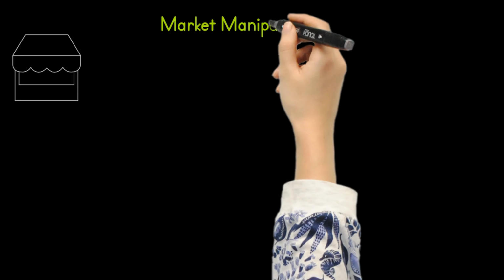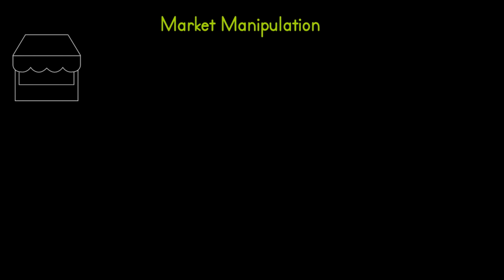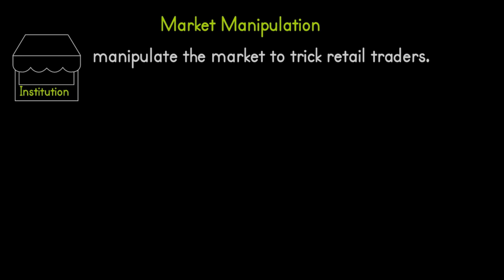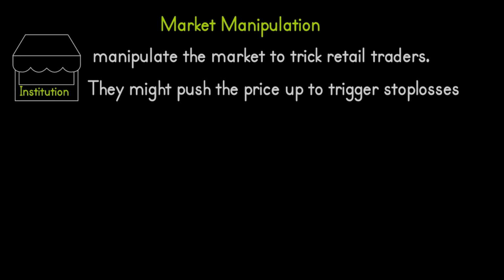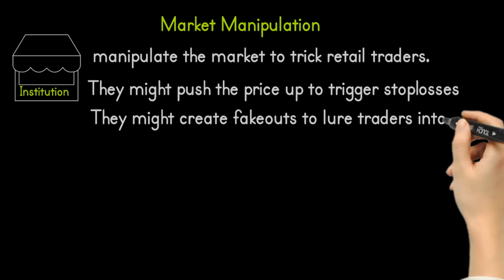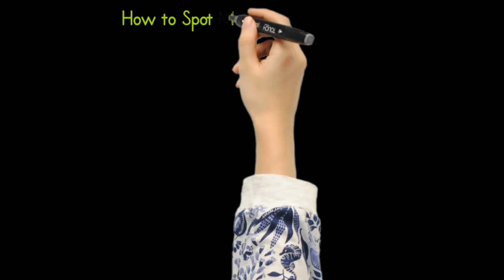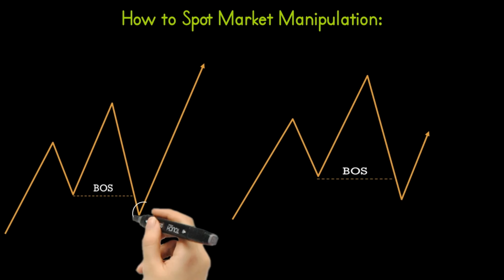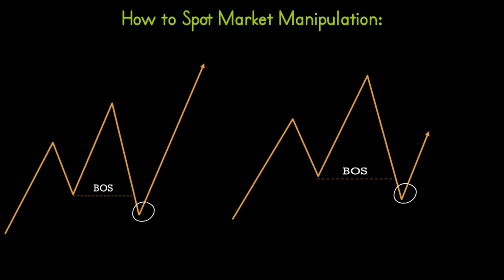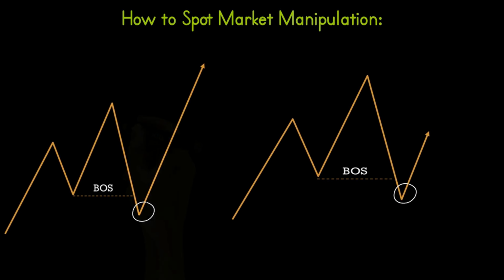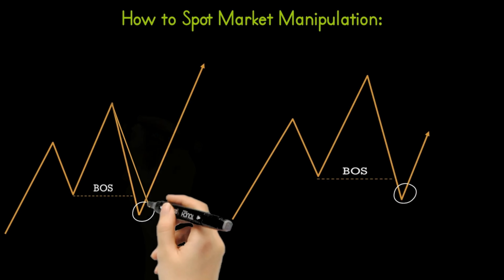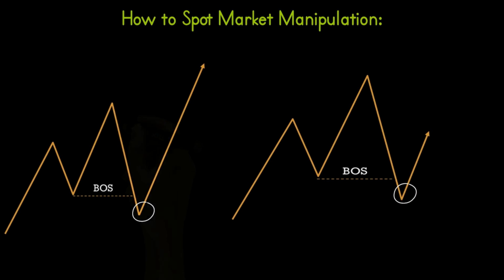Market manipulation. Sometimes large players, like institutions, manipulate the market to trick retail traders. They might push the price up to trigger stop losses before sending the market back down, or they might create fakeouts to lure traders into the wrong direction. How to spot market manipulation. Watch for sharp price movements that don't seem to follow the usual market structure. Be cautious when the market moves quickly in one direction without a clear trend or volume to support it.